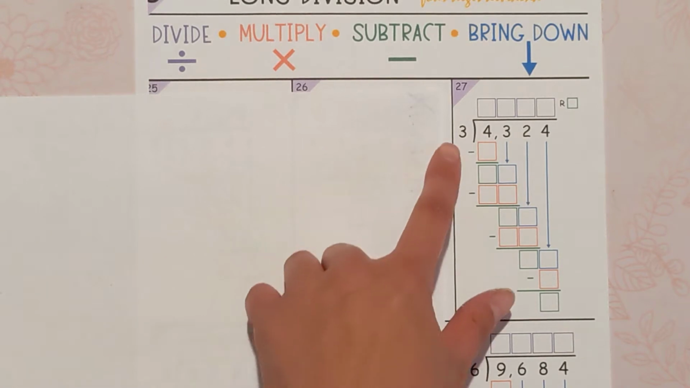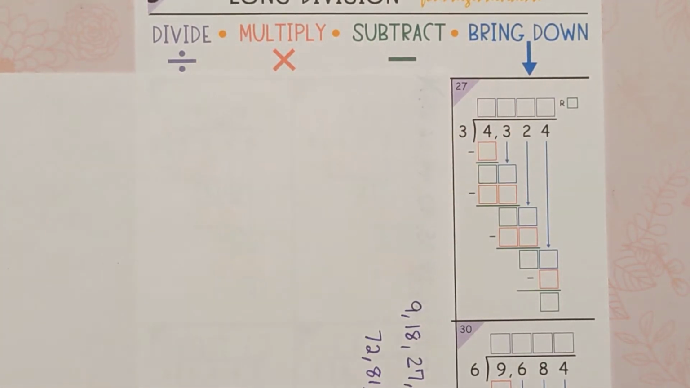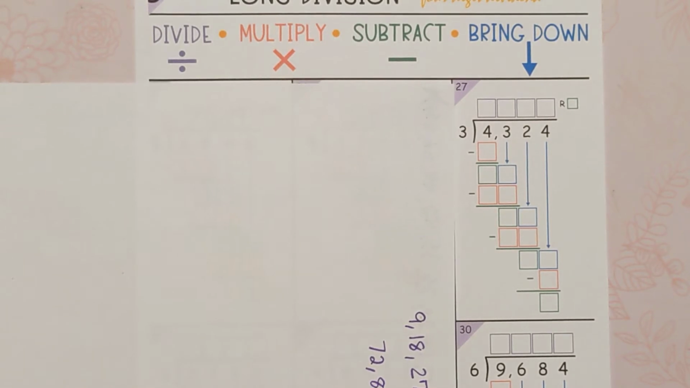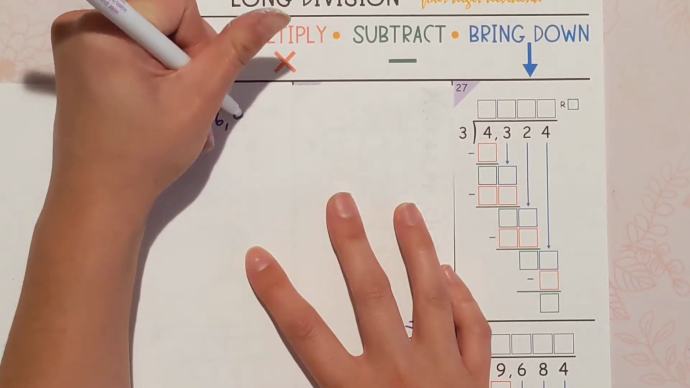4,324 divided by 3 using our standard algorithm. So we're going to start by writing out our multiples of 3, and then we'll do our steps.